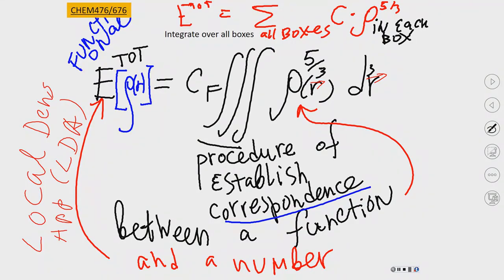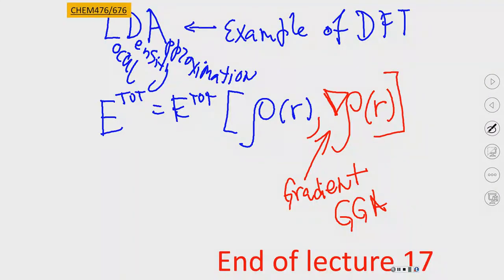And more advanced expressions include not only density at a fixed point, but gradient, so derivative, comparison of nearest neighbors. And then they are generalized gradient approximation, GGA. But the main concept is already in LDA. The rest is just competition for precision.